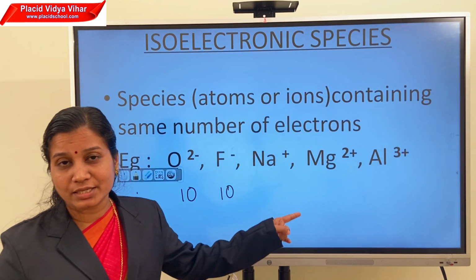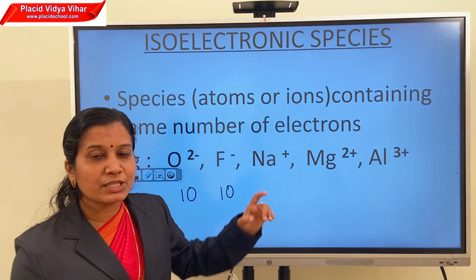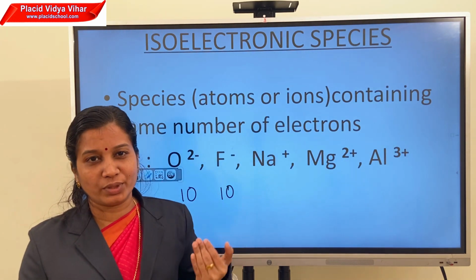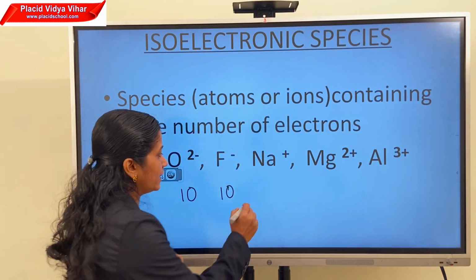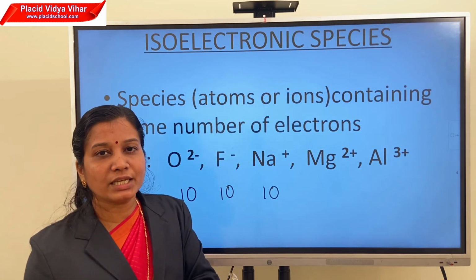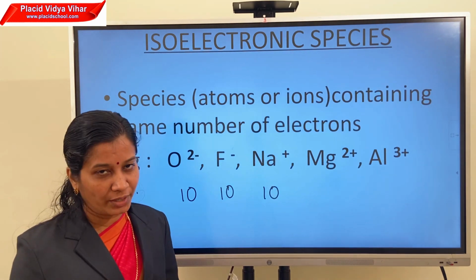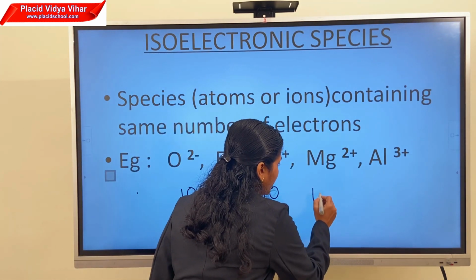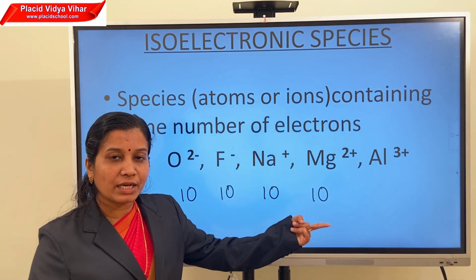Then Na plus, sodium atomic number is 11. Then plus means 1 electron is removed. So 11 minus 1. So what is that? 10. Then Mg2 plus, magnesium atomic number 12. 2 positive charge means 2 electrons removed. So the number of electron is 10. Then Al3 plus, their atomic number 13.